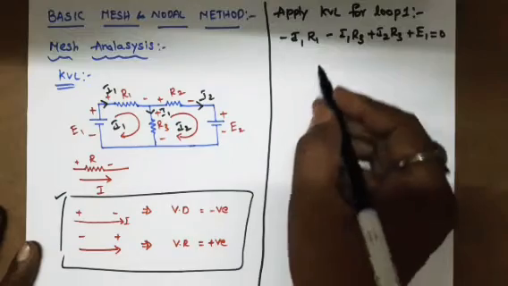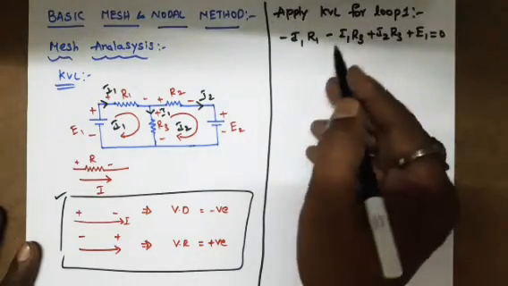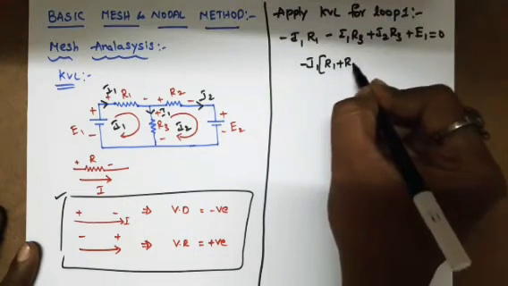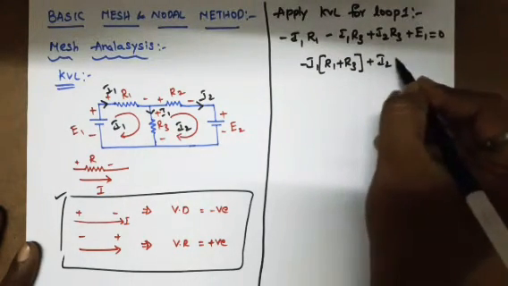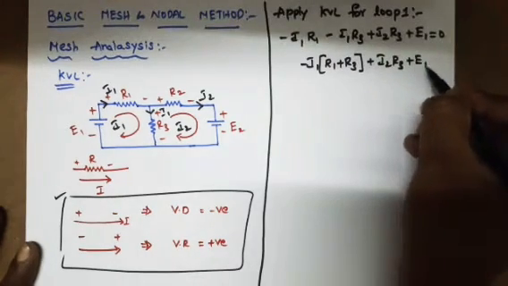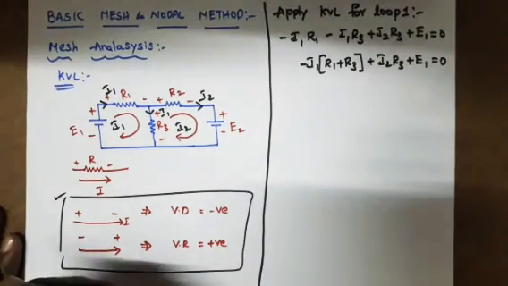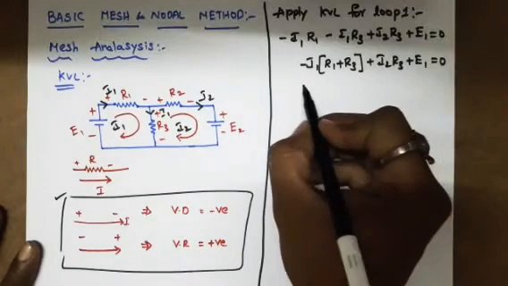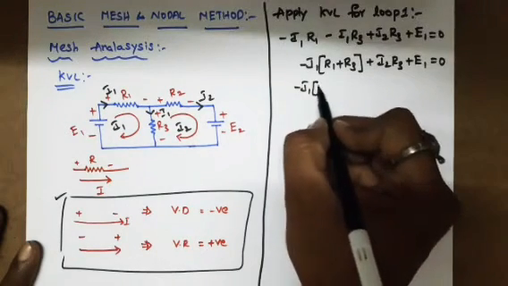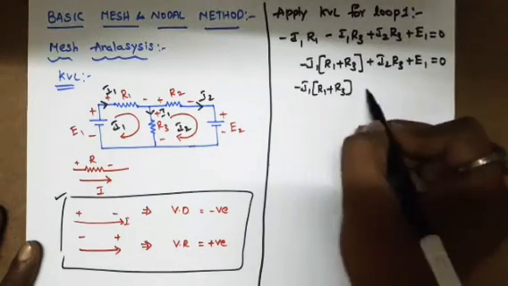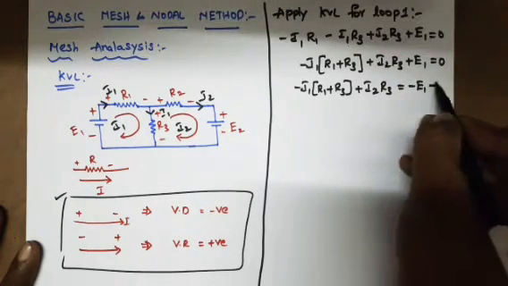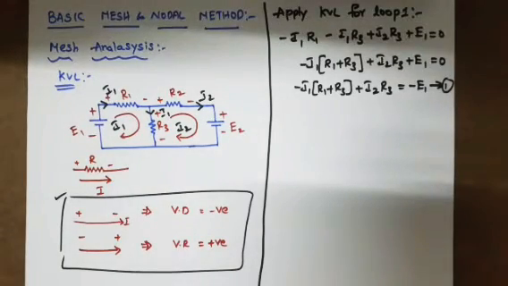Let's simplify this. Separate the I1 terms: minus I1 into (R1 plus R3) plus I2 R3 plus E1 equals 0. Is it clear? Yes. Now send that E1 to the other side: minus I1 into (R1 plus R3) plus I2 R3 equals minus E1. Take it as equation number 1.